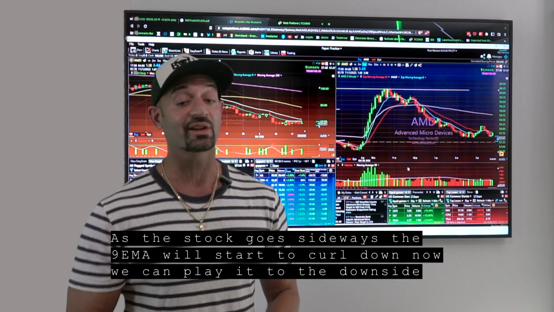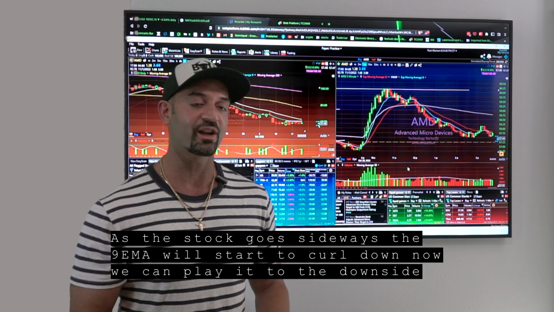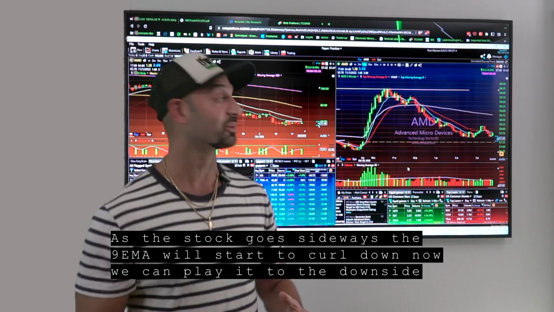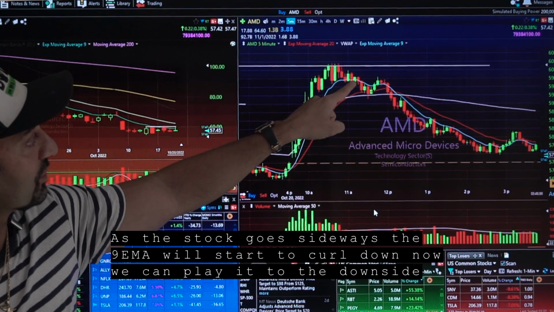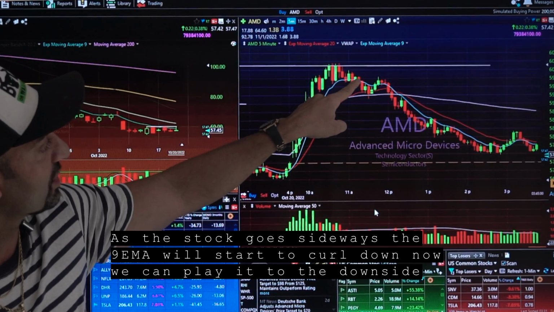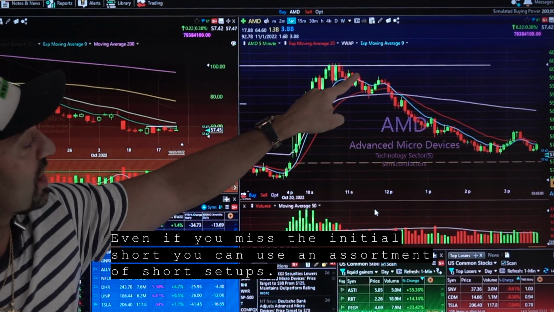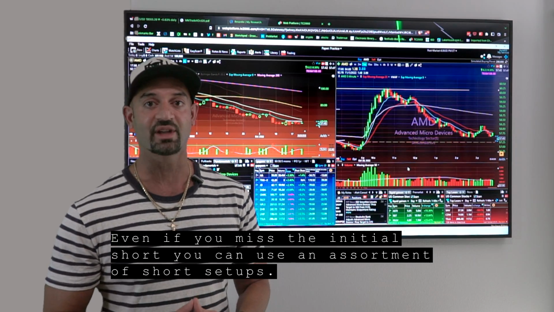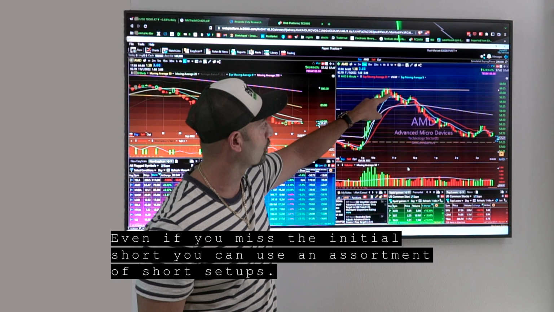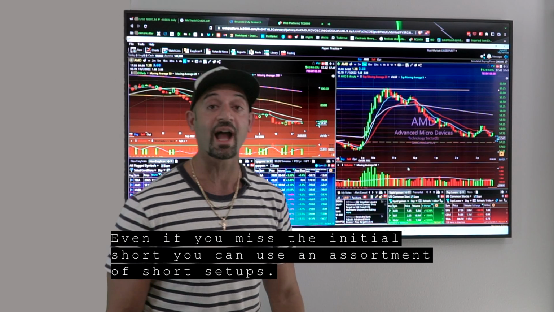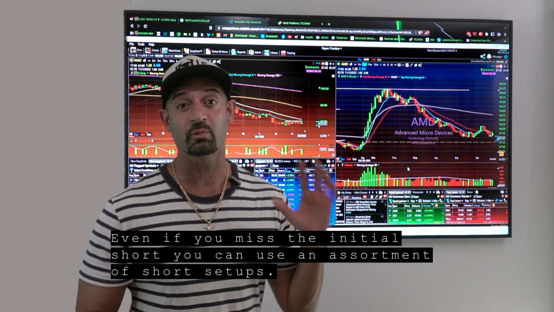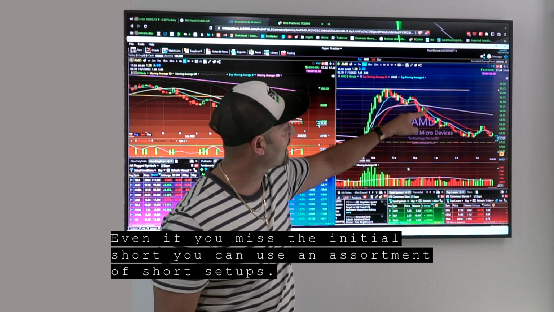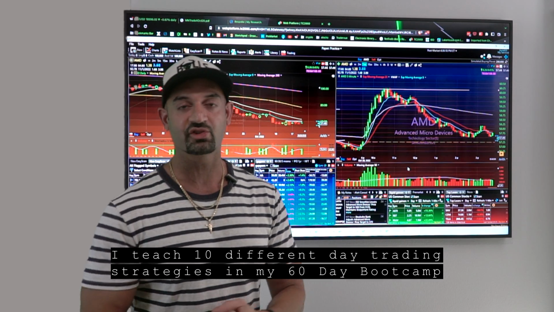So as this stock starts to go sideways and traders are thinking consolidation, bullishness, we finally got some green, the 9 EMA will start to curl down. And as it starts to do that, you want to take a trade as it starts to break under with the stop under, and now you can play this thing back to the downside. Even if you missed the original short, you can start shorting into the lower highs or using an assortment of setups that we learned in our bootcamp class, which is the VWAP sizzle, VWAP tapbacks, and you can do bear flags and so on and so forth.